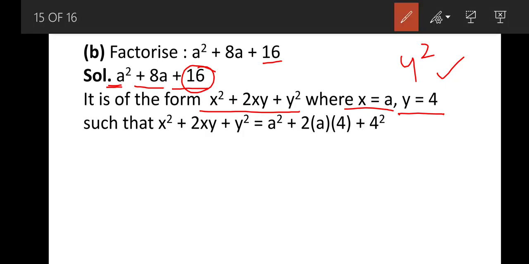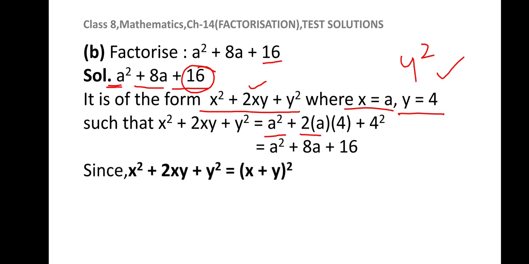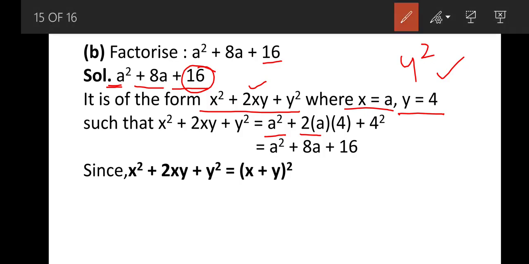So that is a square plus 2a, or I have written in terms of x and y. So it is x square plus 2xy plus y square. So it will be a square plus 2ab plus b square. So it is of this form of identity number 1. So what is it equal to now? A square plus 8a plus 16, as it is given to us in the question. So we know that x square plus 2xy plus y square is equal to x plus y whole square.